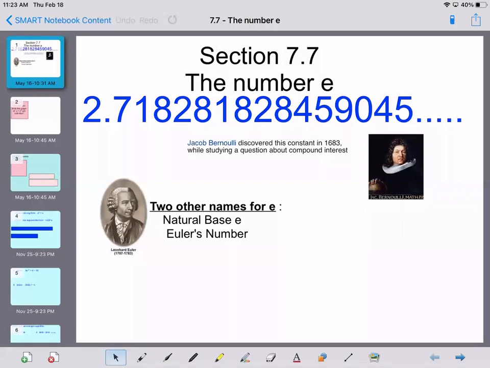All right, so this is section 7.7. This is the last section we are going to do of the chapter. There is one more section, section 7.8. Section 7.8 deals with crazy word problems, just way more intense, using the number e.